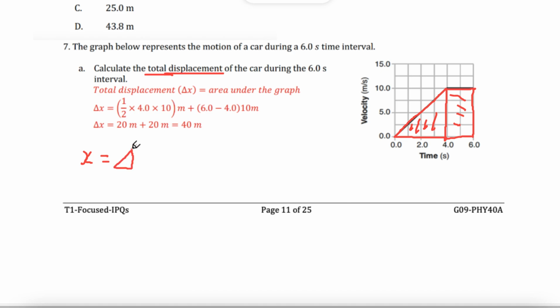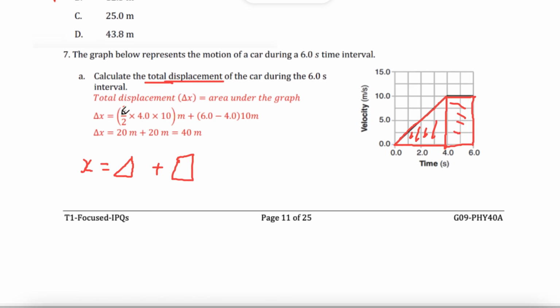It is the triangle plus the rectangle, which is a half times the base times the height plus the square. It's already written, so I'm not going to waste time writing it again. A half times the base times the height. So that's 4 times 10. A half of 4 times 10. Plus, between here and here, this is 2 seconds long. 6 minus 4, that's 2. So you can write 6 minus 4 like they did here, or you can just write 2. Multiply that by 10. So this is 2 multiplied by 10. You will get 20 plus 20. The final answer is 40. I will stop that one there.